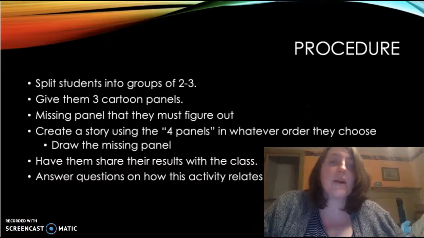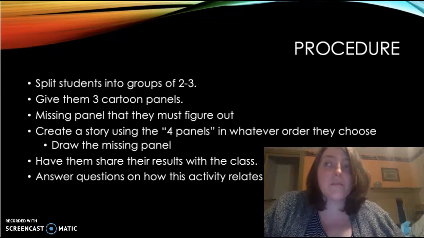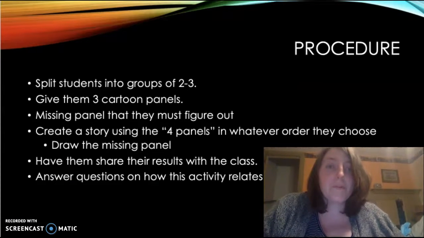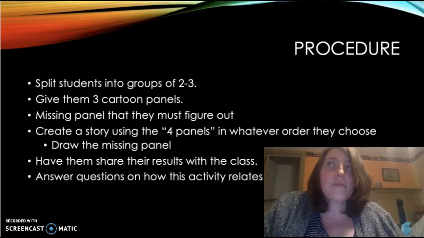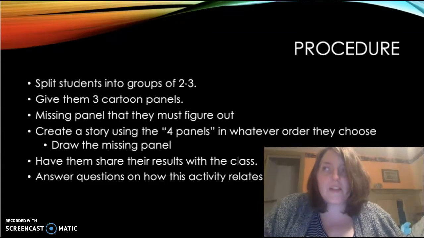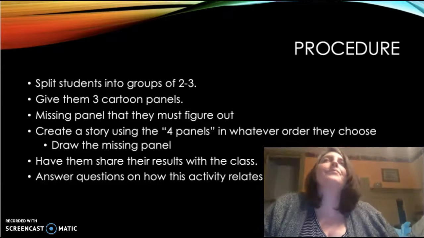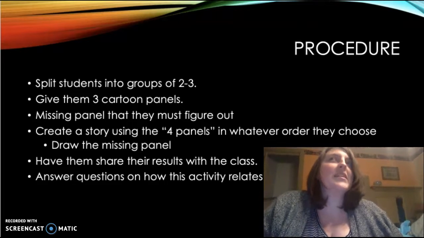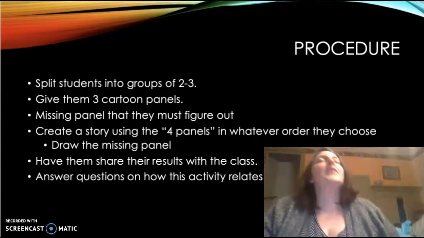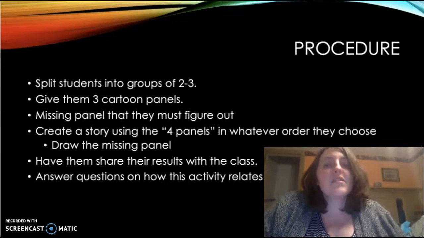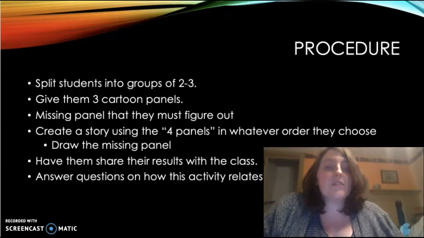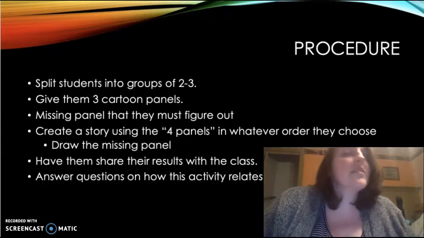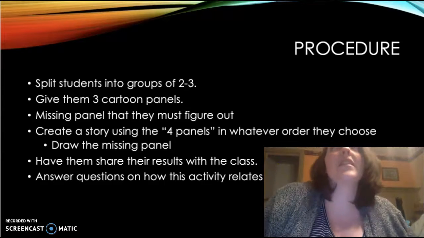So what I do after I talk about observation and inference is I split students up into 2 to 3 people per group. And on the board, I throw up 3 cartoon panels. And then I tell them there's actually a 4th panel, but I'm not going to show it to them. They are going to create the story using the 3 panels in whatever order and try to incorporate what they think is the 4th one. So they have to create a little mini story using those panels and draw the missing panel. And then they will read their story to the class and answer a few questions about it afterwards.